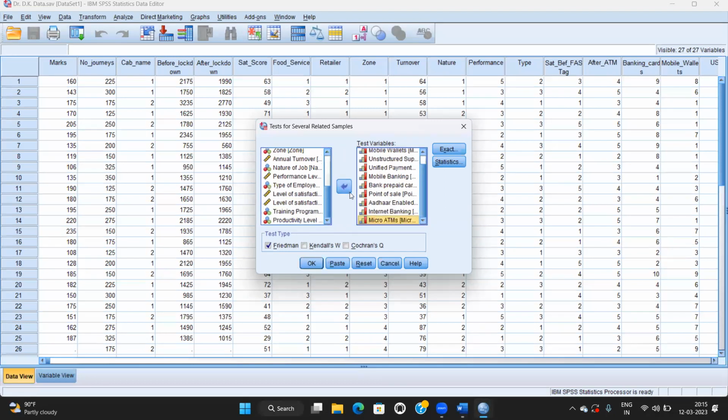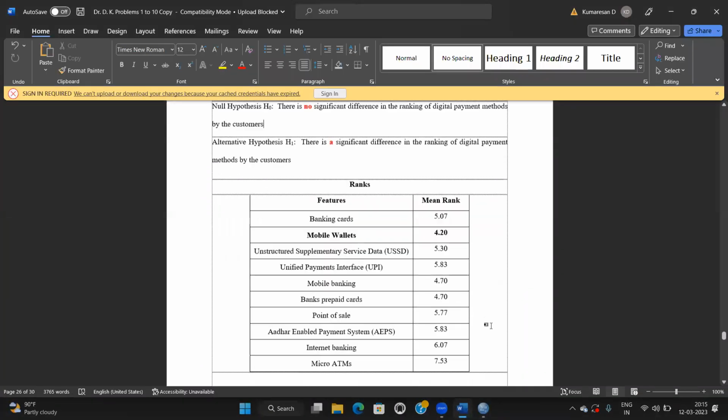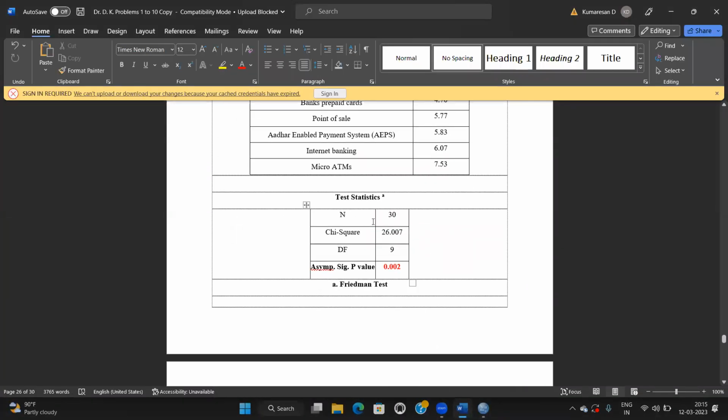Okay. Then click OK. Once again, we got two tables. See here: N, chi-square, degrees of freedom, again p-value. Degrees of freedom and p-value. What is the p-value? 0.002.